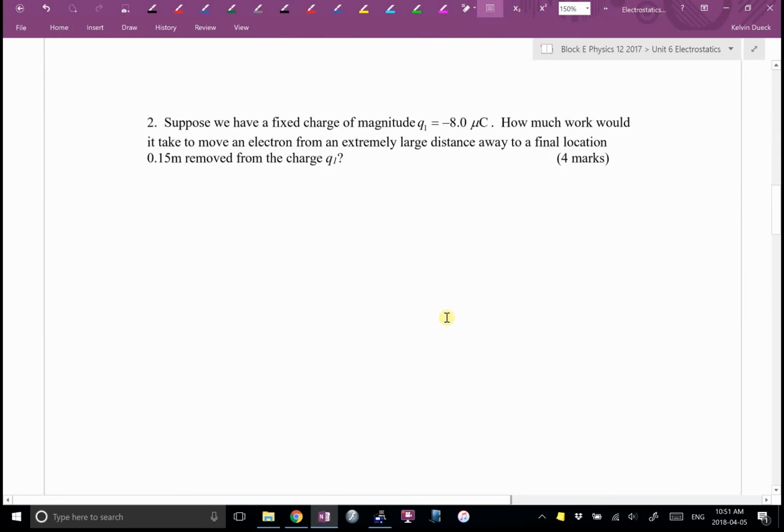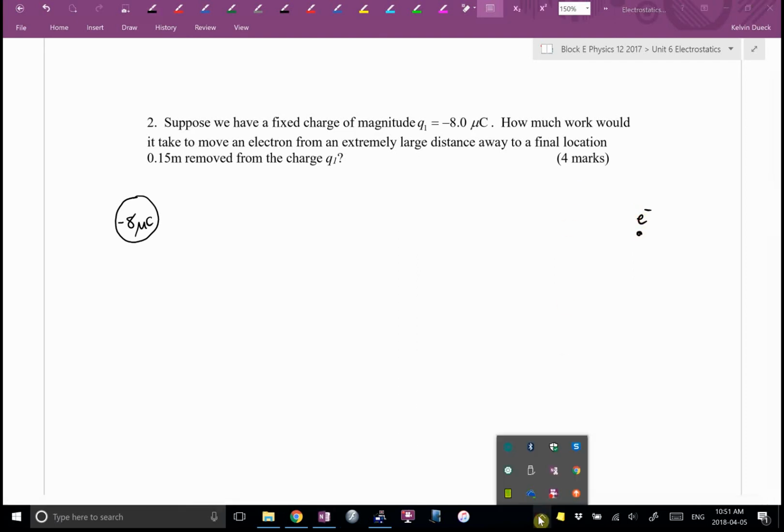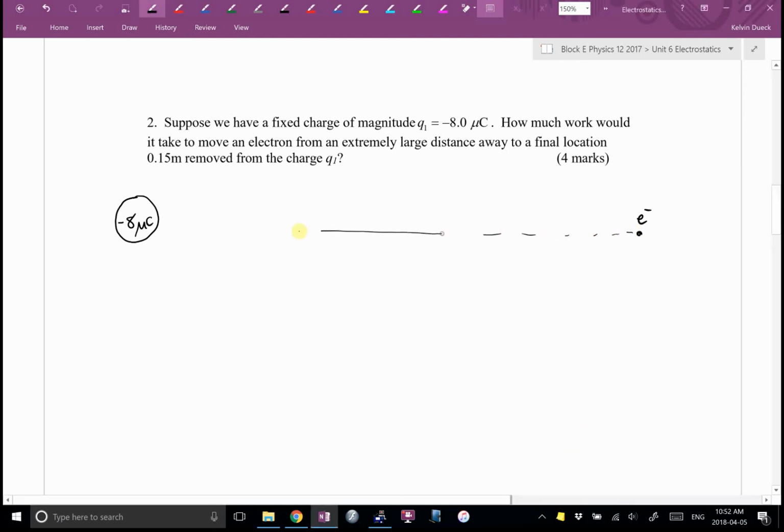For this question, I said it was worth 4. So we have a fixed charge right there of negative 8 microcoulombs. And we're starting with an electron very far away, and then we're moving it to a final location 0.15 meters away. This is asking me how much work.